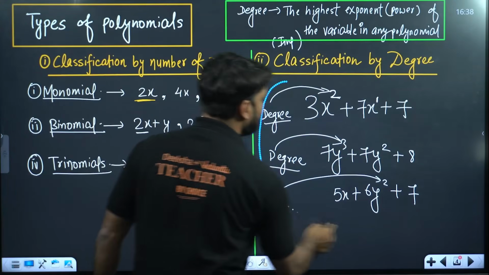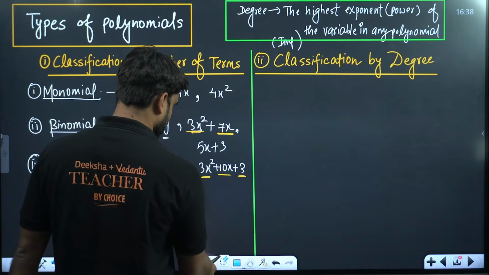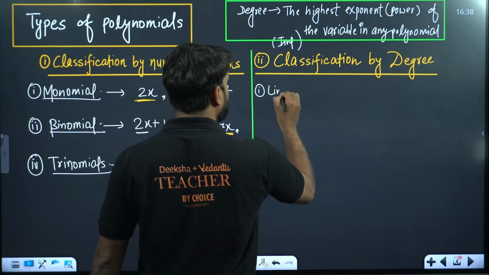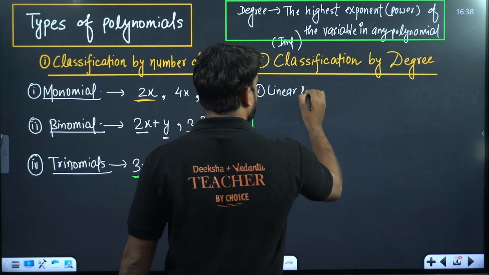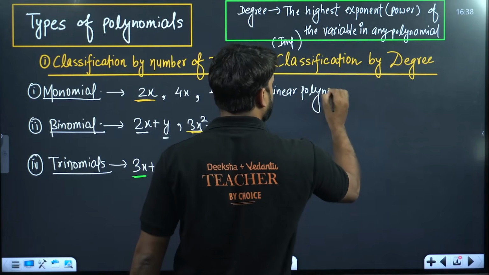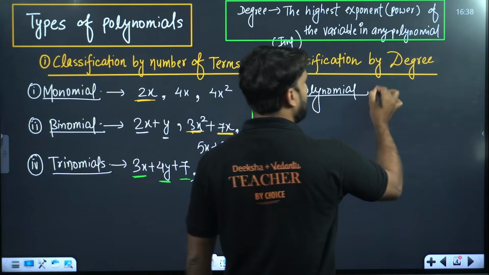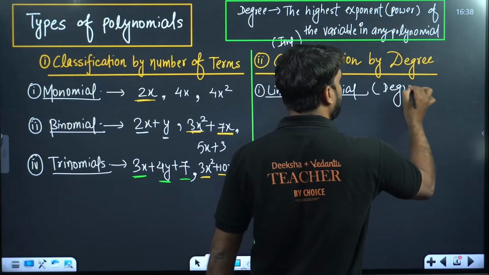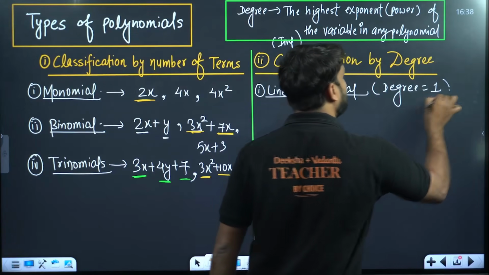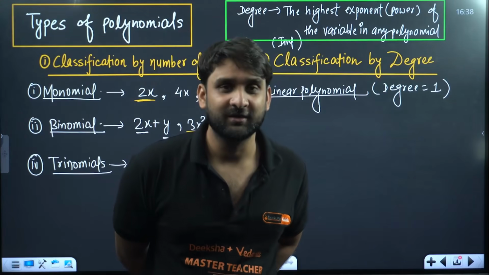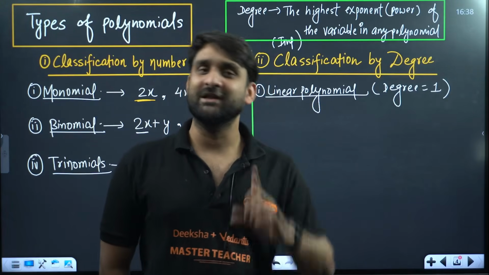So let's do the classification. First comes up linear polynomial. So my dear champion, linear polynomials are those polynomials in which the degree of the polynomial will be 1. What does it mean by this? Degree of polynomial will be 1 means what? The highest exponent of the variable will be 1.